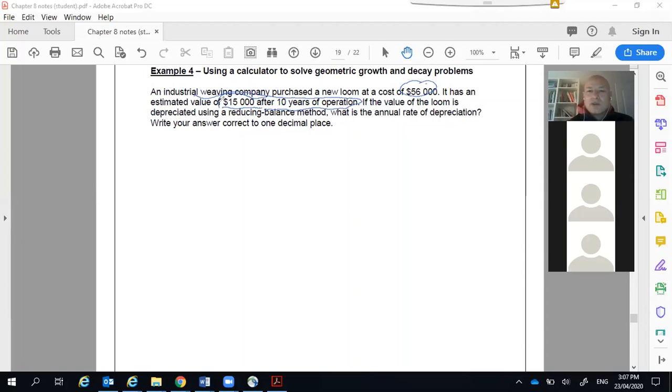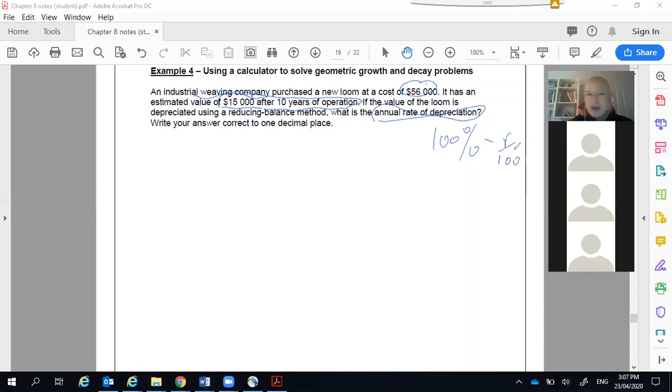The value of the loom is depreciated using a reducing balance method. What is the annual rate of depreciation? Now this one here, it is best to use the actual formulas. We're still going to work out our thousands, but we don't know our R. There's our problem. So when we do our 100%, and it's depreciating, so it should be a minus. We don't know what that is, and remember, that's going to be divided by 100 because it's a percentage.